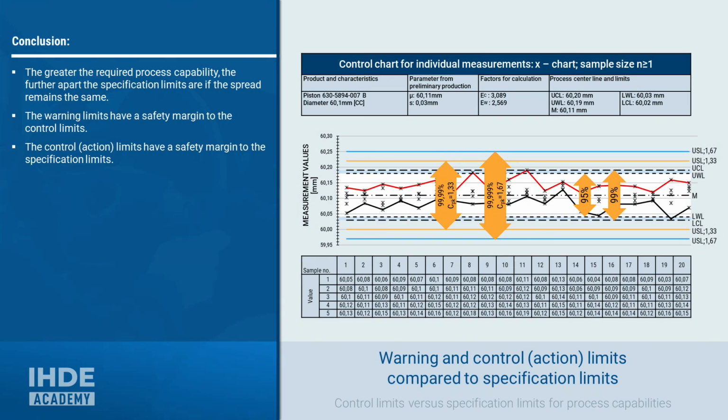In conclusion, it can be summarized that the greater the required process capability, the further apart the specification limits are if the spread remains the same. The warning limits have a safety margin to the control limits, and the control limits have a safety margin to the specification limits.